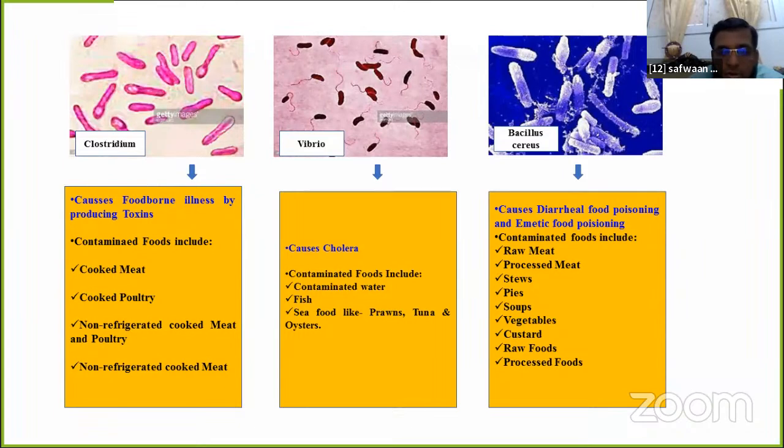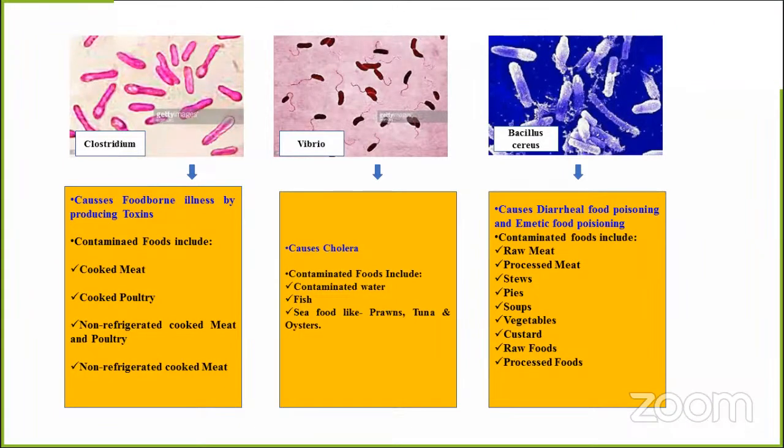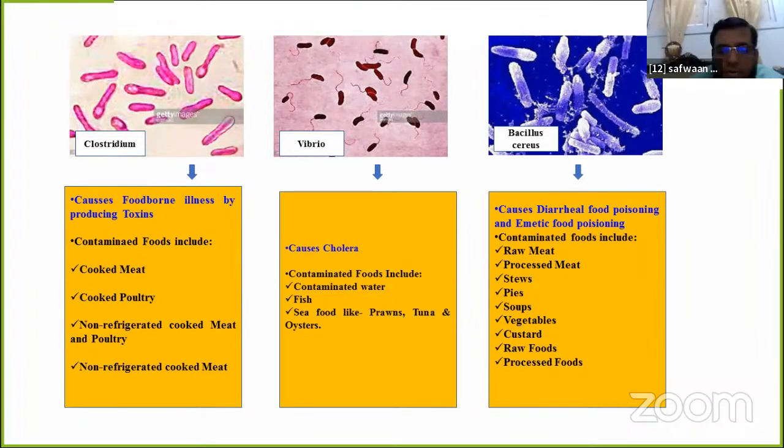Vibrio causes cholera. It contaminates foods including fish and seafoods like prawns, tuna, and oyster. Bacillus cereus is mainly responsible for diarrheal food poisoning.